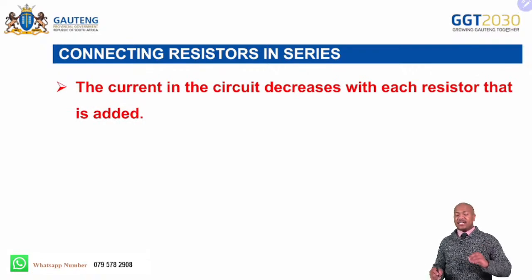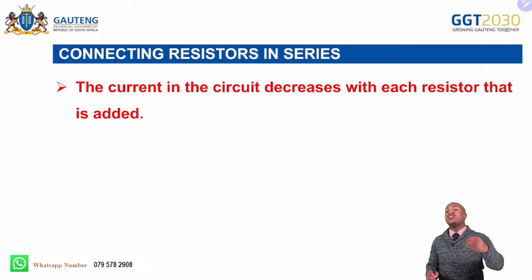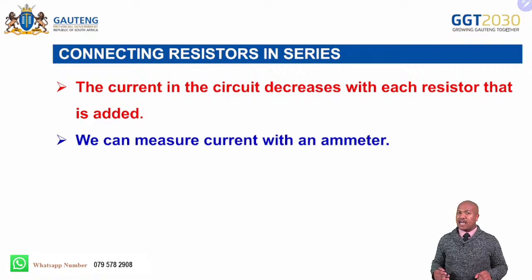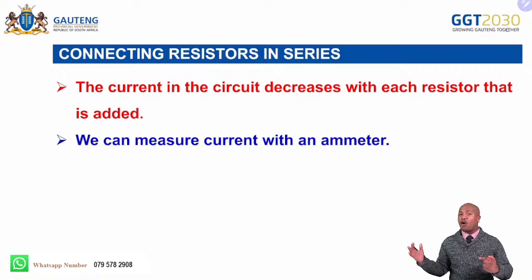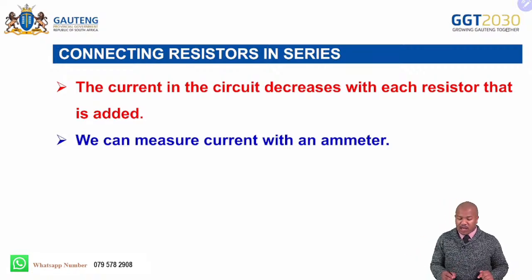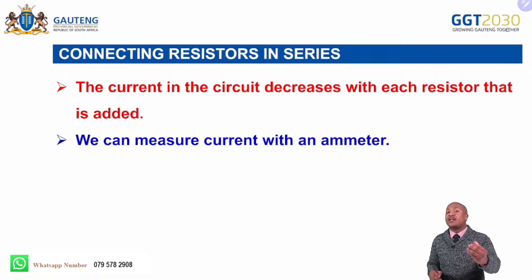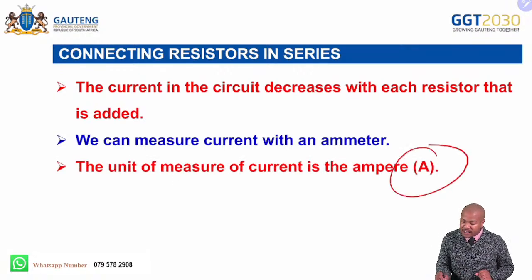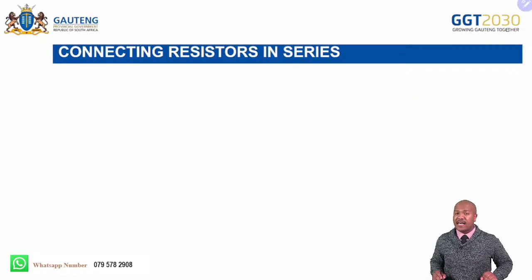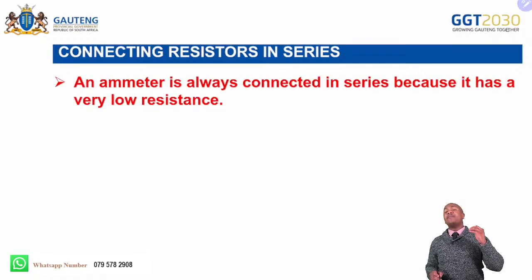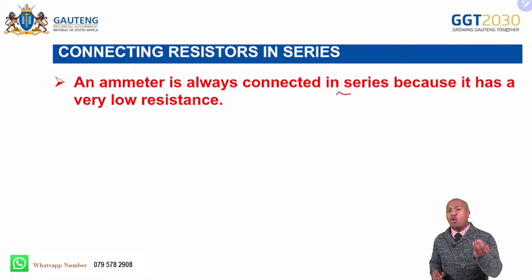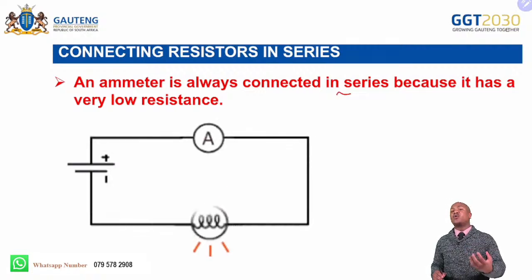Also, the current in the series circuit decreases with each resistor that is added. The more resistors you add in a series circuit, the more the current decreases, because now there's more opposition of flow of current. And we can measure current with an instrument called an ammeter, right? And the unit of measurement for current is amperes, as we have said. Are we together? So an ammeter is always connected in series because it has a low resistance, right?